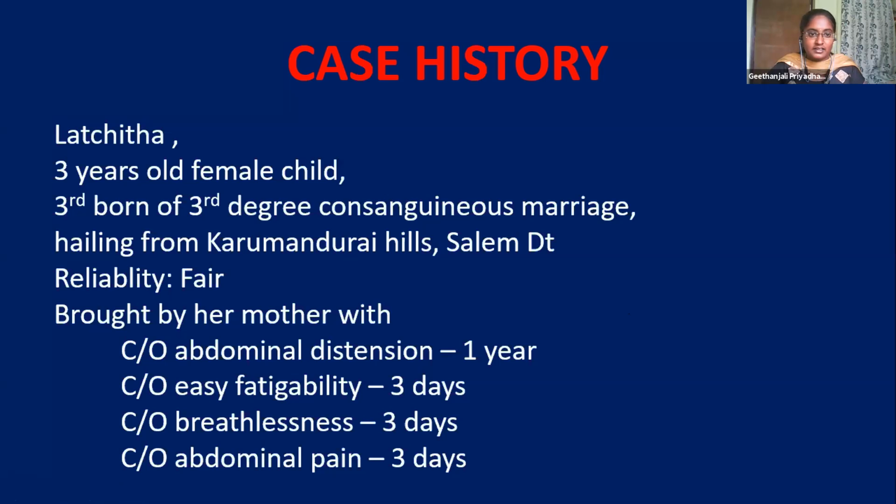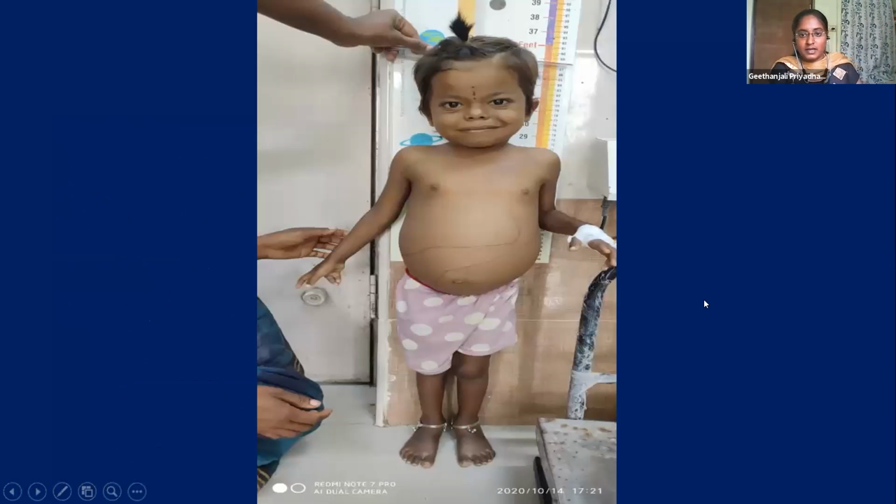Lakshita, a 3-year-old female child, third born of third-degree consanguineous marriage, hailing from Kalrayan Hills in Salem district, brought by her mother, whose reliability is fair, comes with the chief complaints of abdominal distension for the past 1 year, and also easy fatigability, breathlessness, and abdominal pain for the past 3 days. This is the image of the child.